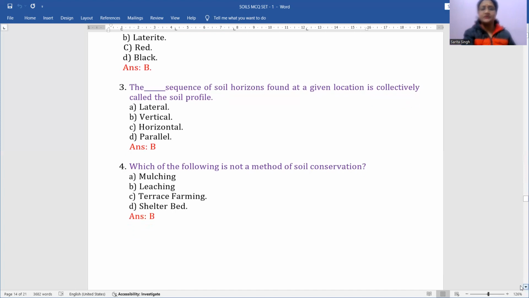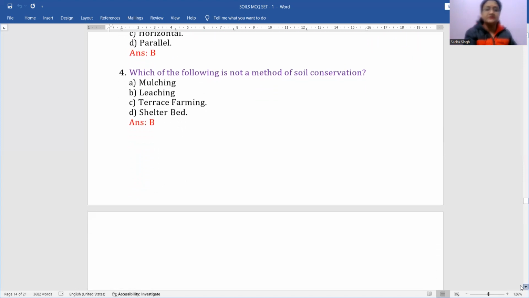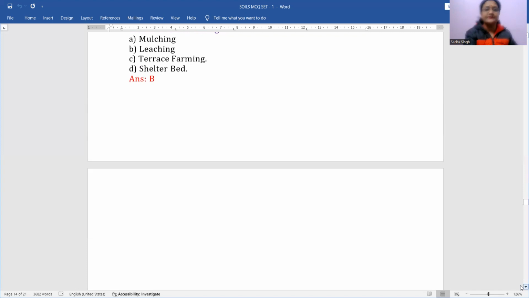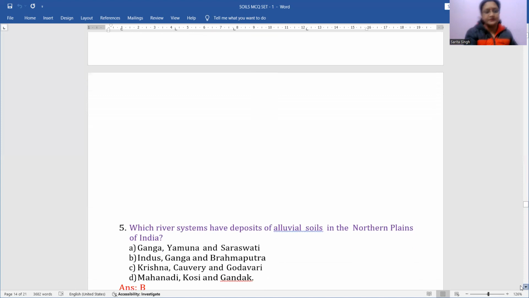Next, the dash sequence of soil horizons found at a given location is collectively called the soil profile. Actually, it is vertical cross section. Okay, vertical cross section of soil horizons actually is called as soil profile, right, in which you can easily see the topsoil, subsoil, and all these layers are clearly seen in that. Acha, which of the following is not a method of soil conservation? Mulching, leaching, terrace farming, shelter belts. Out of all these, second, that is leaching, is the correct option for this.